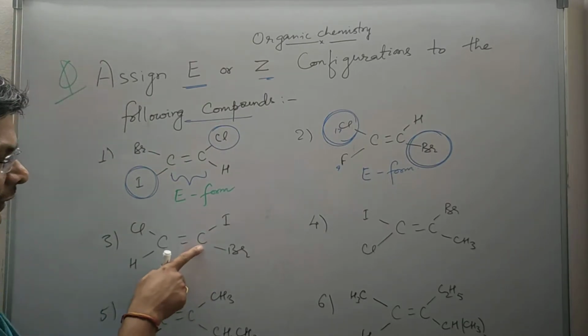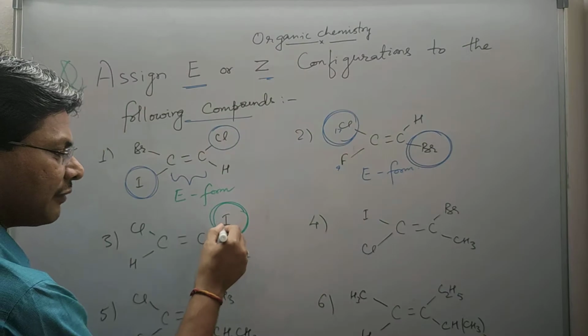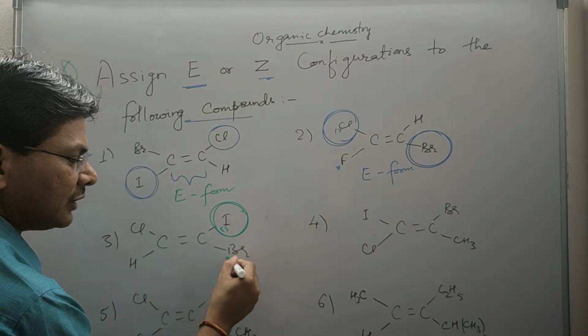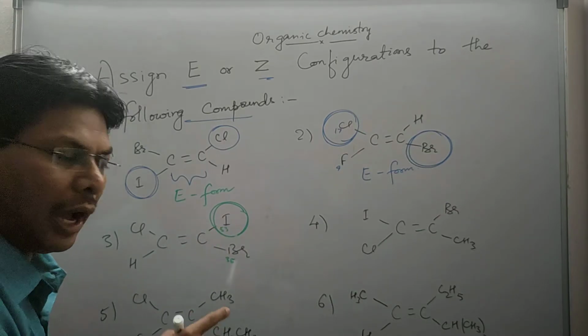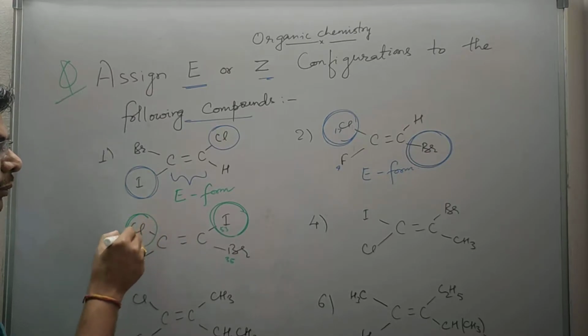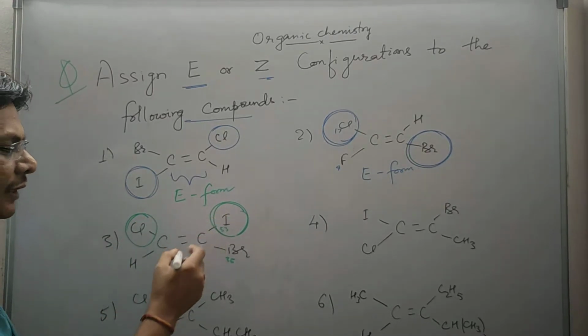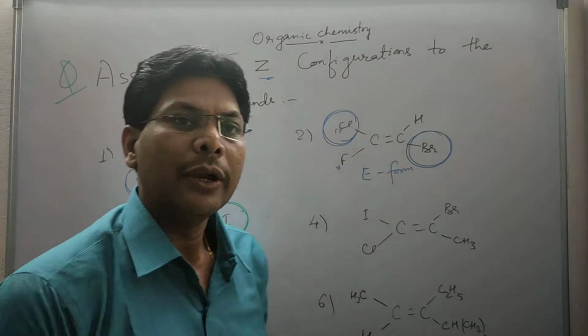If we see carbon attached to iodine and bromine, iodine has higher atomic number, that is 53, as compared to bromine, that is 35. So priority is given to iodine. Now coming to chlorine and hydrogen, chlorine will be given priority. Both are on the same side, so it is called Z form. Z means zusammen. Zusammen means together.